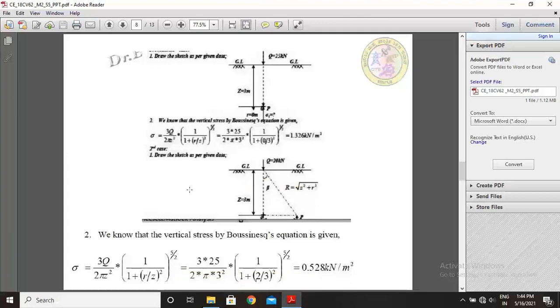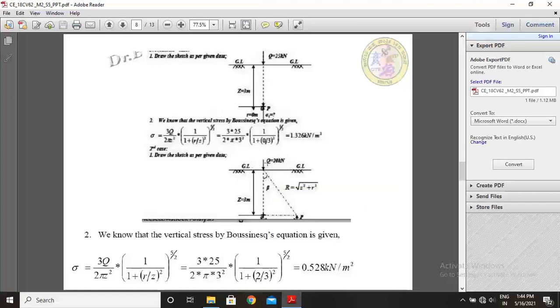Now in this equation, substitute the values. Here Q is 25 and Z is 3, and here R is 0 and Z is 3. Solving the equation, we get 1.326 kilonewton per meter square. Next, in the second case, draw the sketch as per the given data. So this is the sketch.